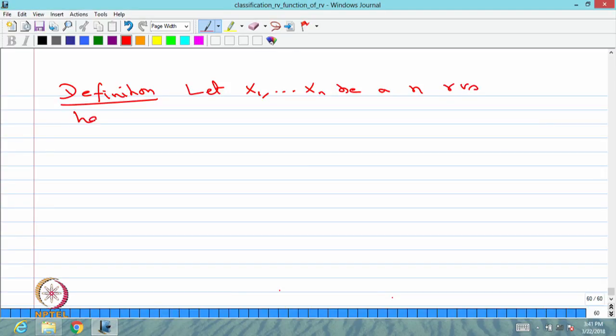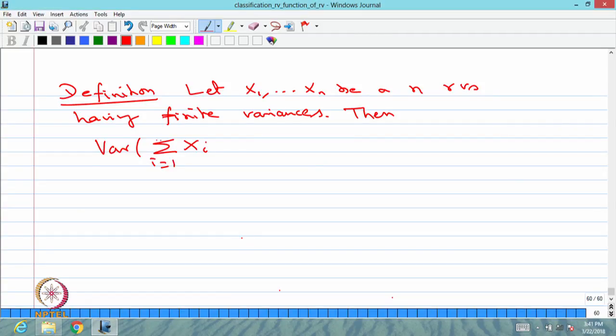We are moving into the next important result of finding variance of sum of random variables. Next definition, that is, let X1, ..., Xn be n random variables having finite variances. Then one can define variance of sum of random variables, i is equal to 1 to n.